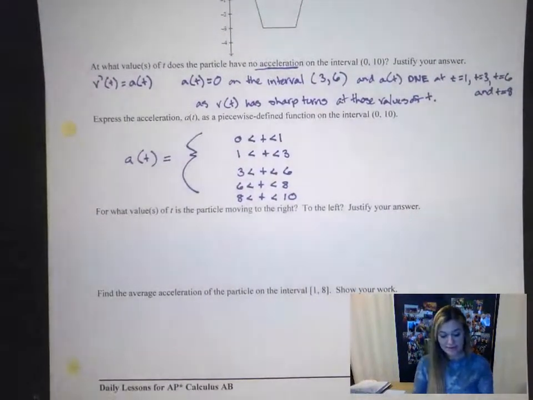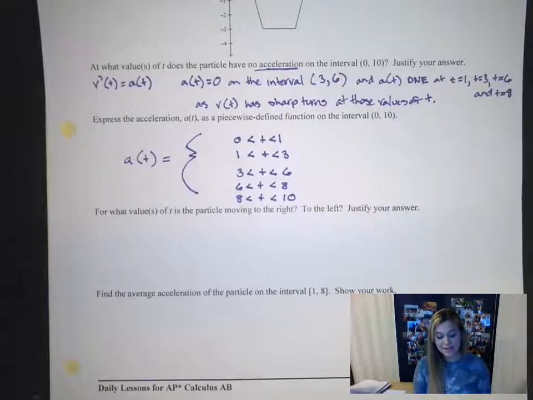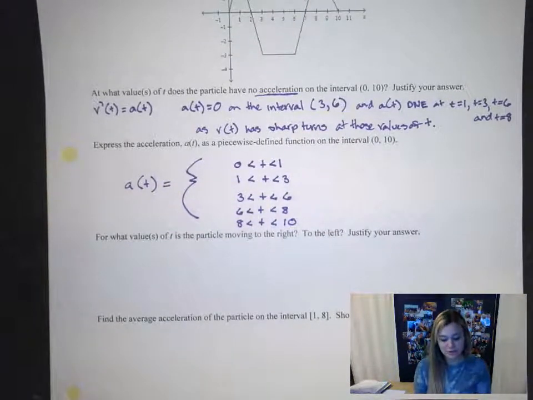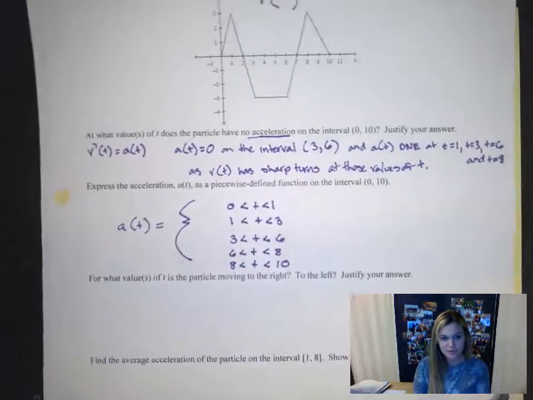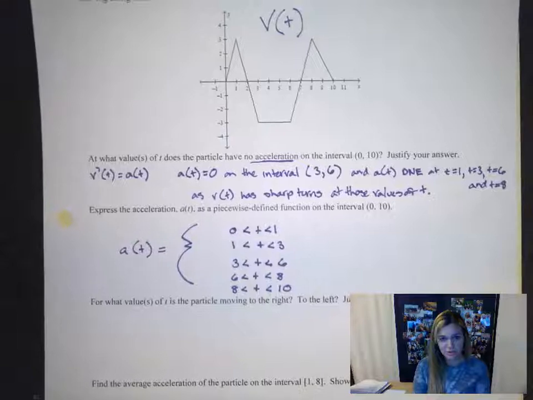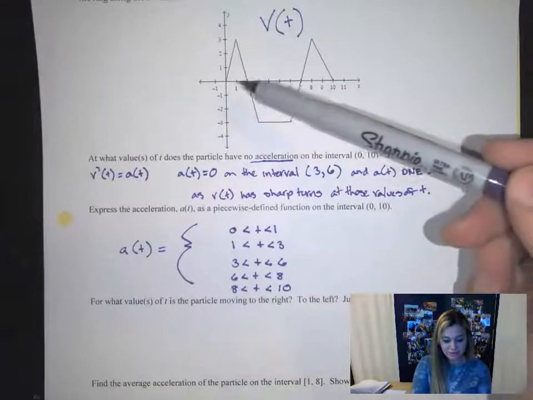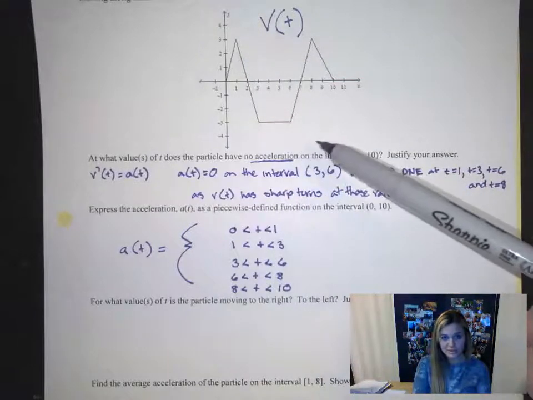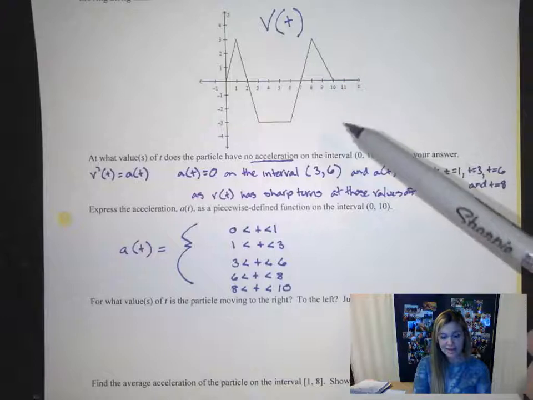The next one, you can see I already started filling this in. It says express acceleration as a piecewise defined function from 0 to 10. And so the first thing that you need to do is just set up what are the breaks in your piecewise function. If I look up here on my graph, I'll move it down slowly. I'm trying to get better about not getting in your way when you're writing. I'm breaking this up from 0 to 1. I can see that's where the first line is happening. From 1 to 3, the second one. From 3 to 6, 6 to 8, and then 8 to 10.